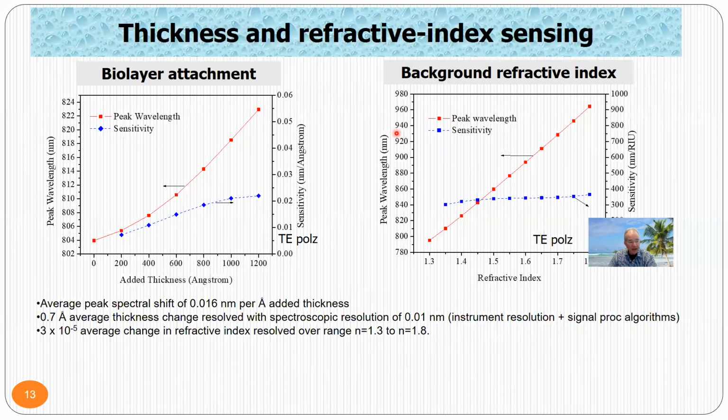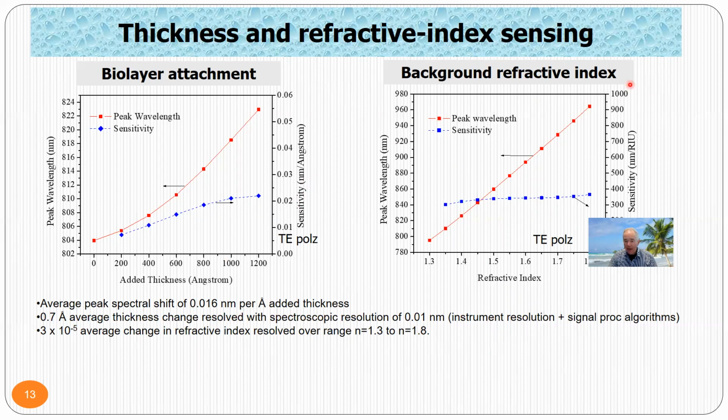So for this example, for the biolayer attachment, we measure the peak wavelength versus the thickness of the biolayer in angstrom, assuming a refractive index for that biolayer, maybe 1.4. And we see the shift here in wavelength, and then we compute the sensitivity in nanometers in wavelength per angstrom of added material. And we get some number here like 0.02 nanometer shift for every angstrom of thickness that's added to the biolayer.